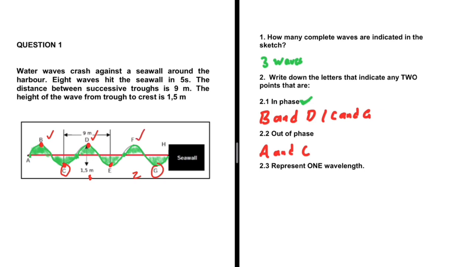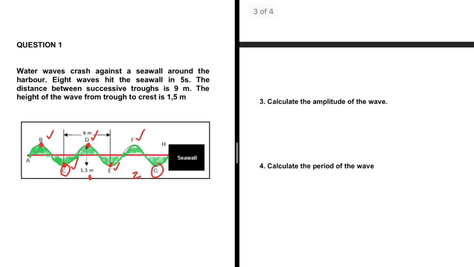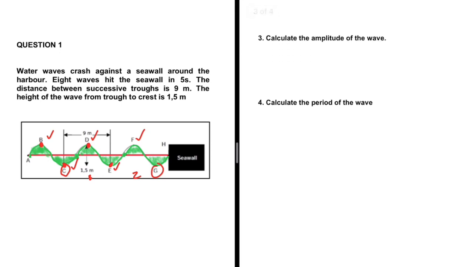From D to F, we have another wavelength. And then from C to E, we have another wavelength. And the same is true with E and G. That's another wavelength. So the answer to 2.3, we can just say B and D. Between B and D, we have 1 wavelength. Let's go ahead and do question 3.